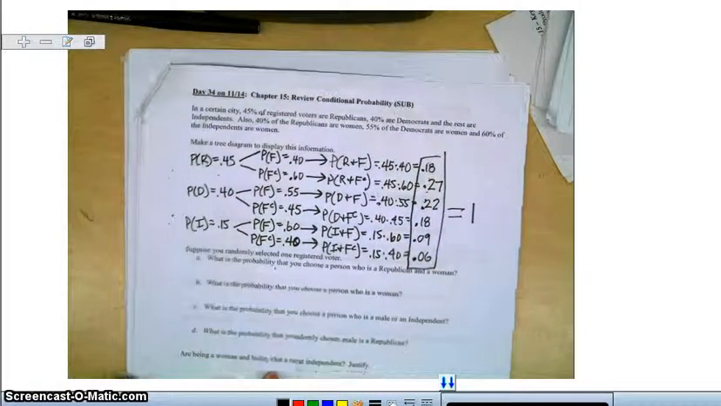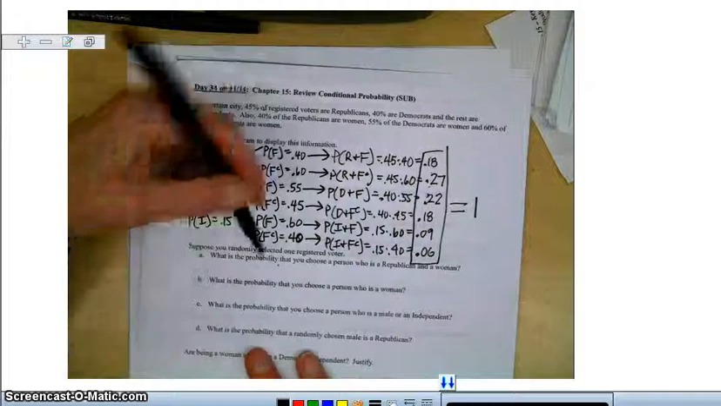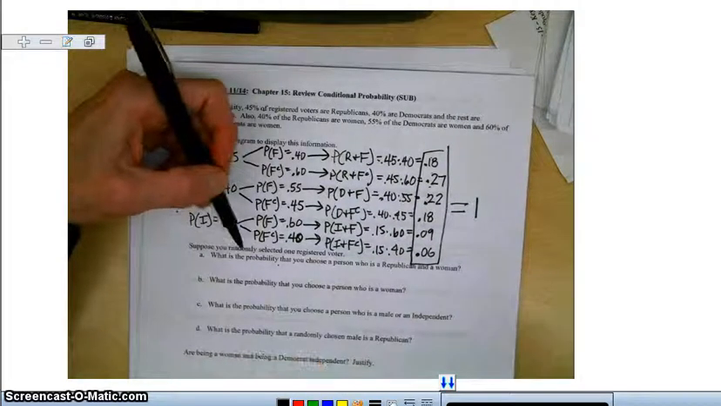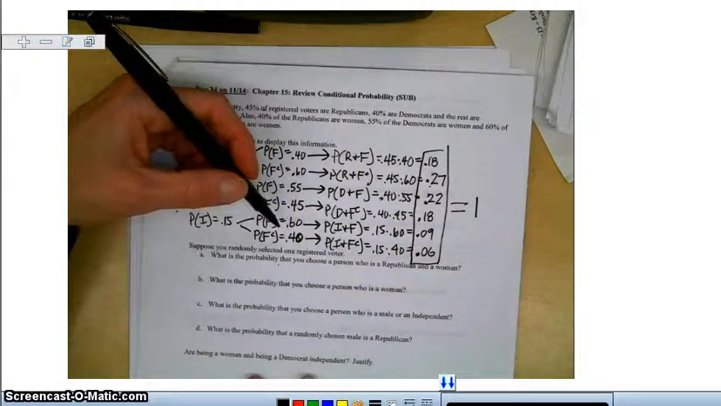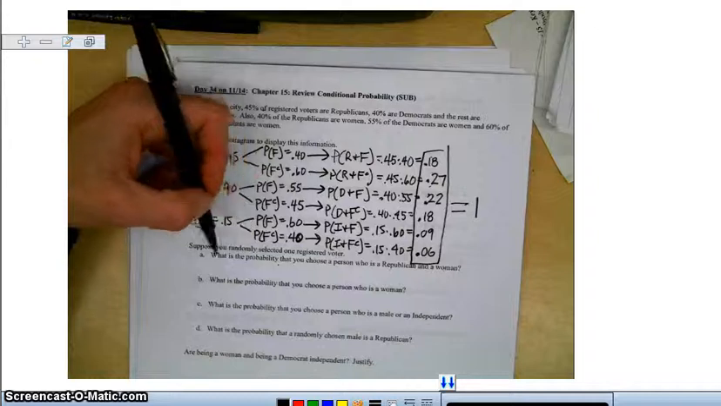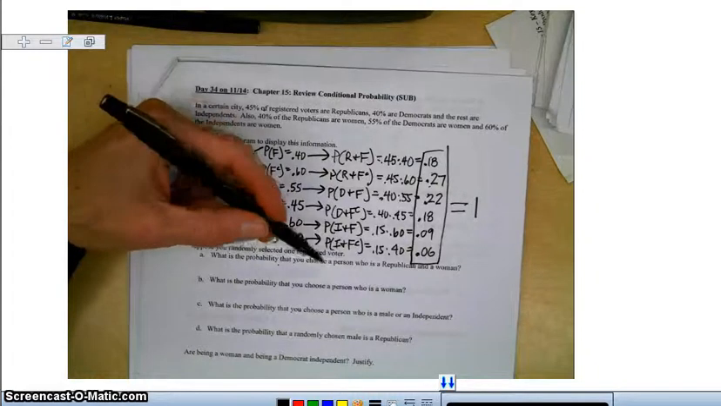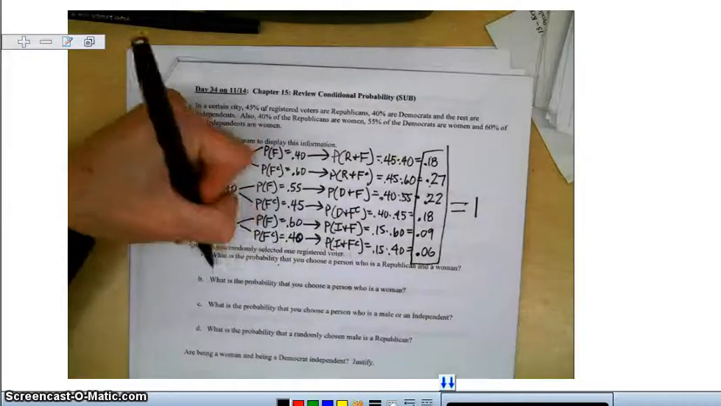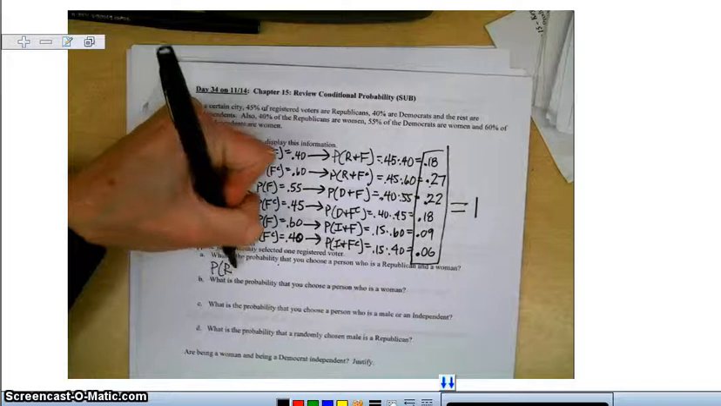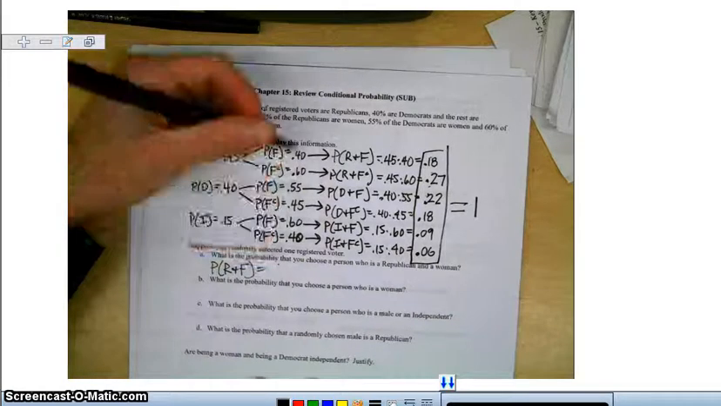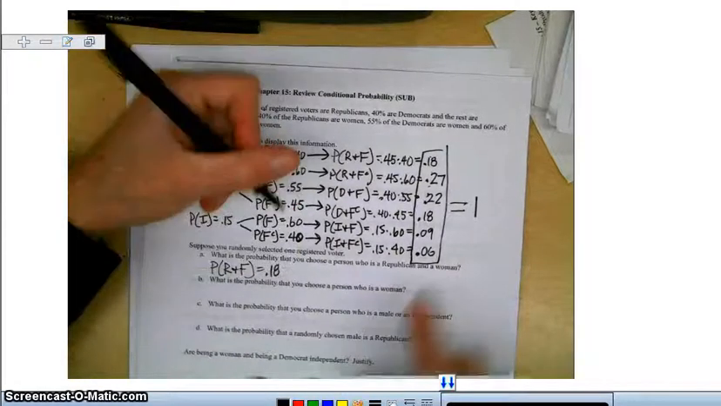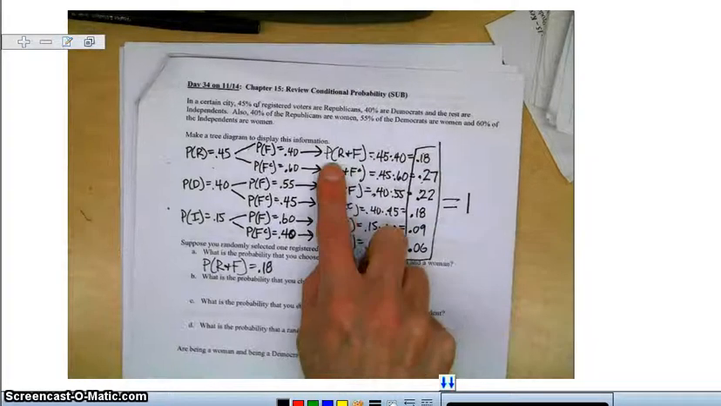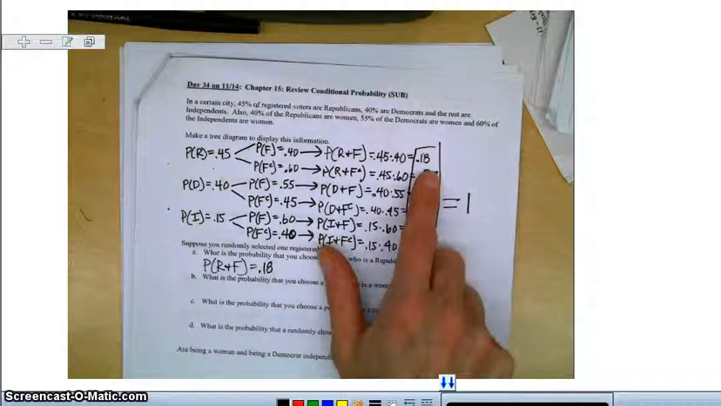Okay, so now we're going to answer all these questions. Suppose that you randomly select one registered voter. That's good, because selecting 2 would not be so much fun. So what is the probability that you choose a person who is a Republican and a woman? So the probability that you choose a Republican and a female. 0.18. It's right there in our tree diagram. There it is. Republican and a female, 0.18.